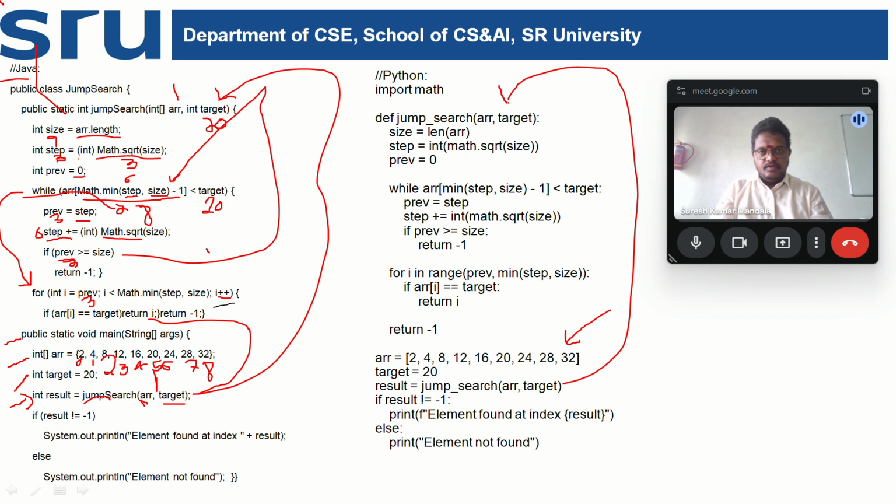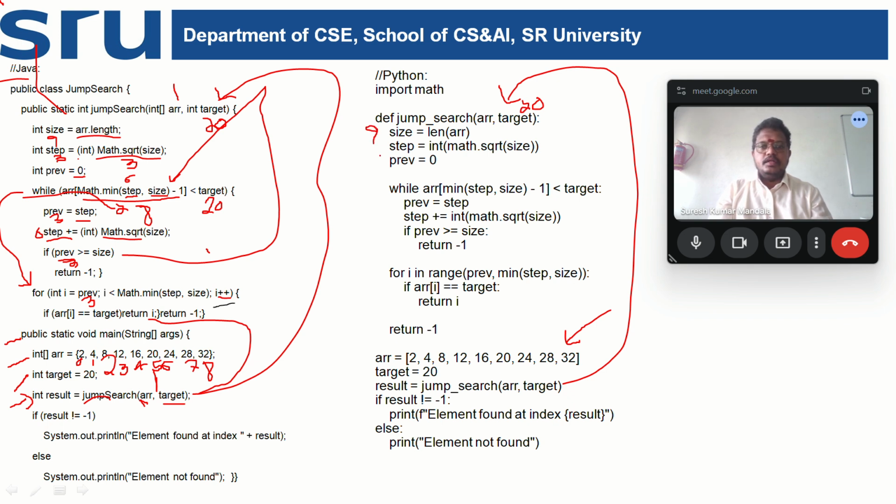The array ARR will store all the values like 2, 4, 8, 12, 16, 20. That value will be presented. In the target, we have the value 20. Next, size is the length of the array. The size will have the value 9.